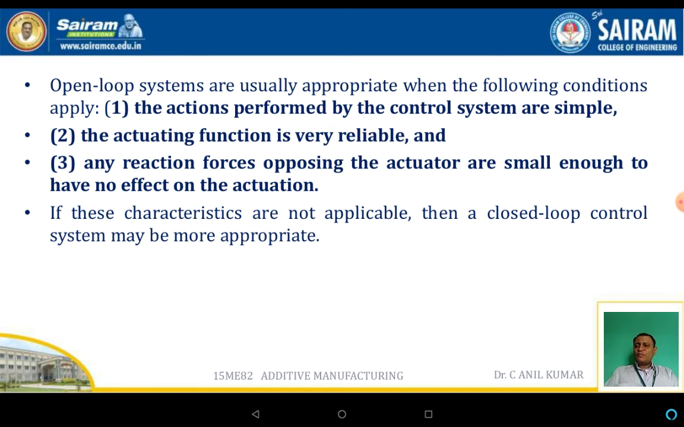Now, open loop systems are usually appropriate when the following conditions apply. The first is that the actions performed by the control system are very simple. The second is that the actuating function is very reliable. The third is that any reaction force opposing the actuator is small enough to have no effect on the actuation. If these three characteristics are not satisfied, then we have to go for closed loop control systems.